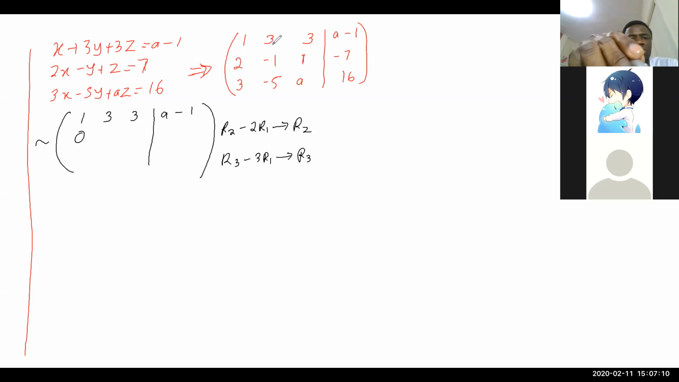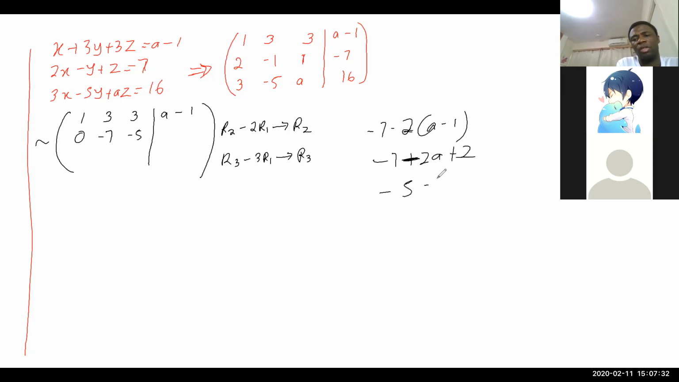Row 2 here minus twice of this, negative 7. Yes. 1 minus twice of that, negative 5. Then negative 7 minus twice of a minus 1, negative 7 minus 2a plus 2. So that's negative 5 minus 2a. So somebody confirm that. Okay, and last but not the least, this will be 0, negative 5 minus 3 times.